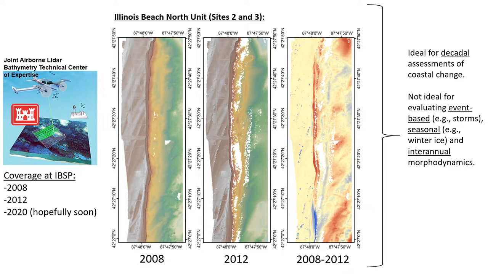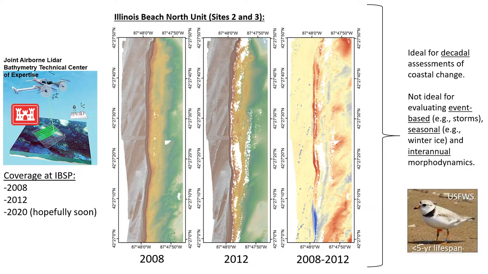That's great for decadal assessments and volumetrics, but it fails to capture shorter-lived events of importance, you know, very strong storms or seasonal dynamics associated with ice cover. There are many ecological implications for understanding the short term. Shorebirds, for example, might gravitate towards certain types of strand materials or terrains, you know, overwash fans, for example. The piping plover, by the way, has a lifespan that is less than the frequency of full coastal LIDAR coverage. So that's where we come in to study the shorter-lived morphodynamics and kind of fill in some of the gaps between the much more extensive surveys done by the Army Corps.